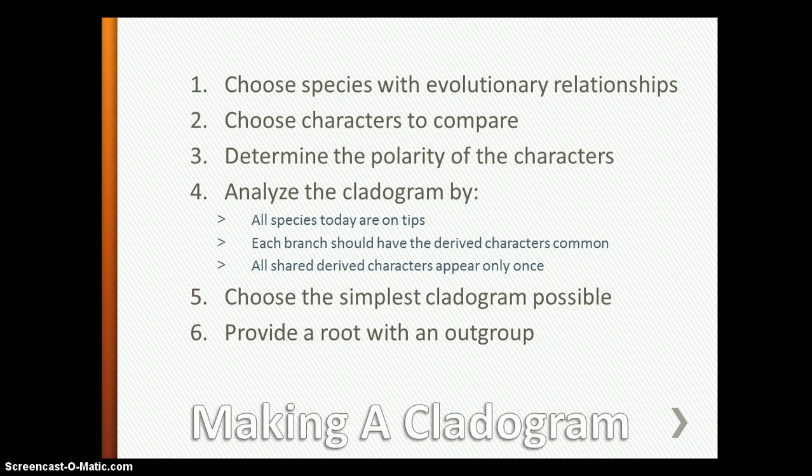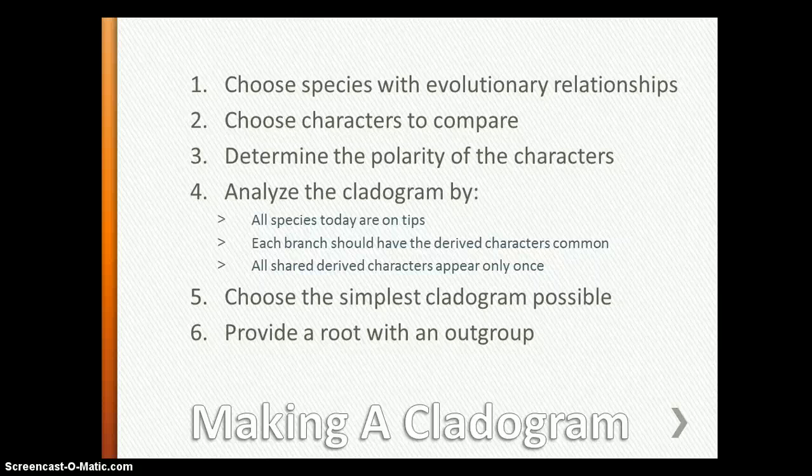So this is very straightforward, but you have to choose the simplest cladogram possible. So it's expected for you to make more than one cladogram, to get all of the possible ways that could happen. However, you just choose the simplest one because, as you'll see later, there's a law that says that the most simple cladogram most likely is right.